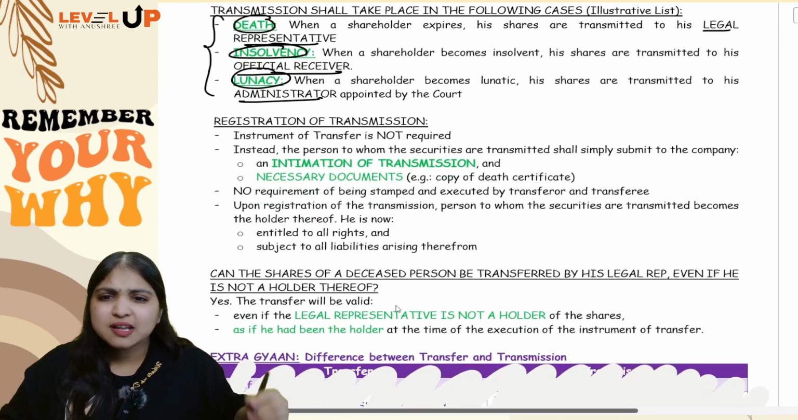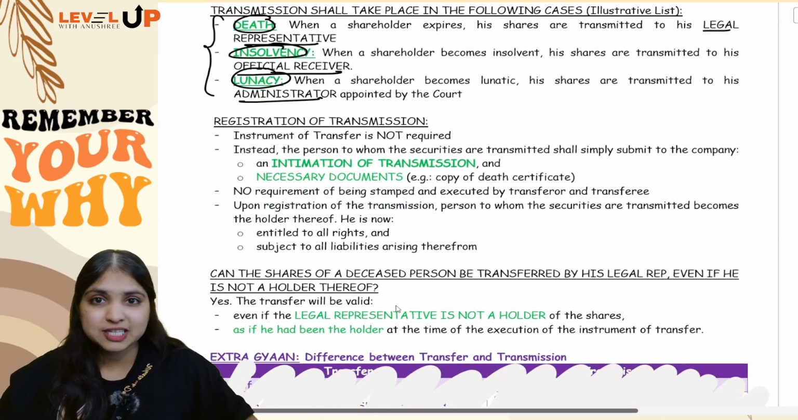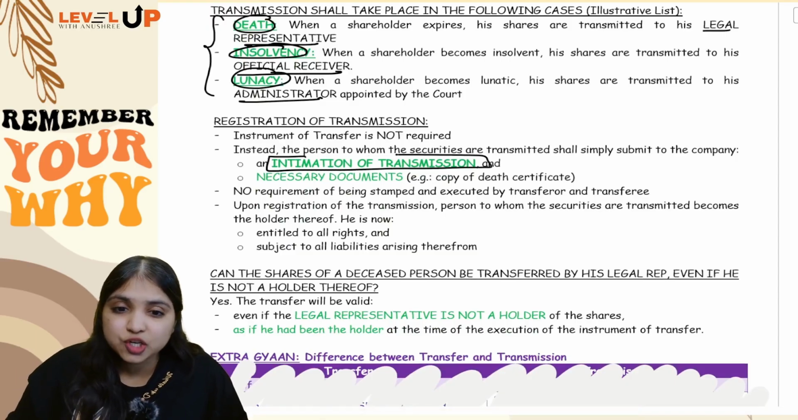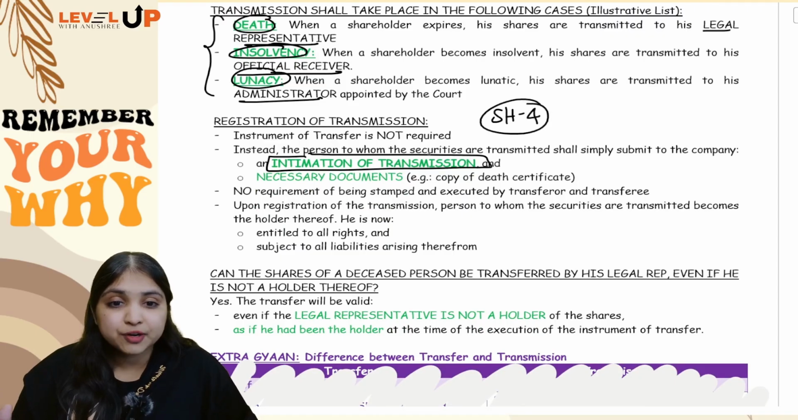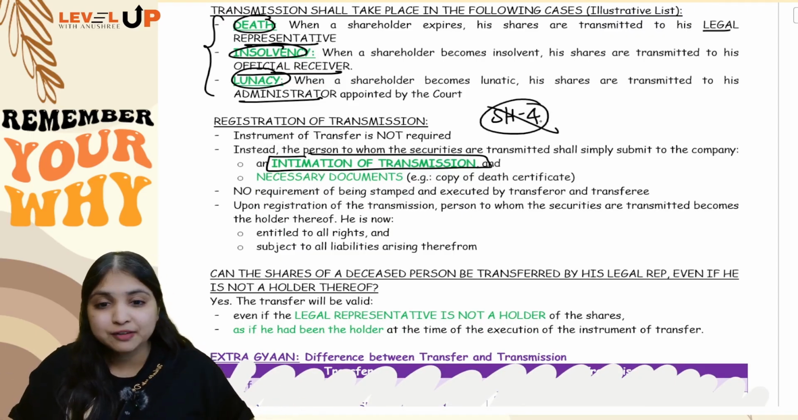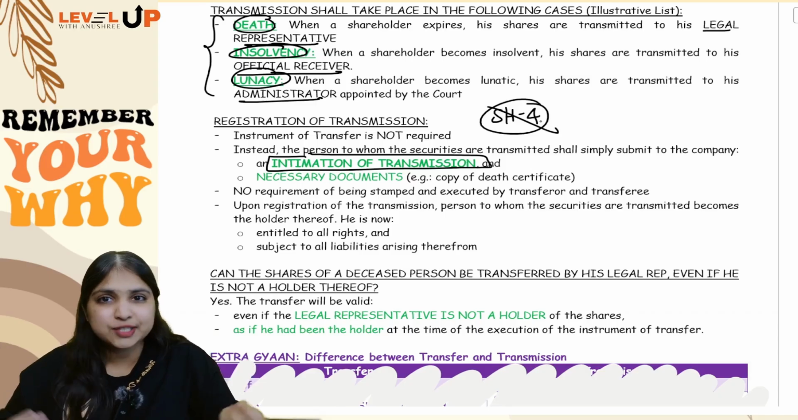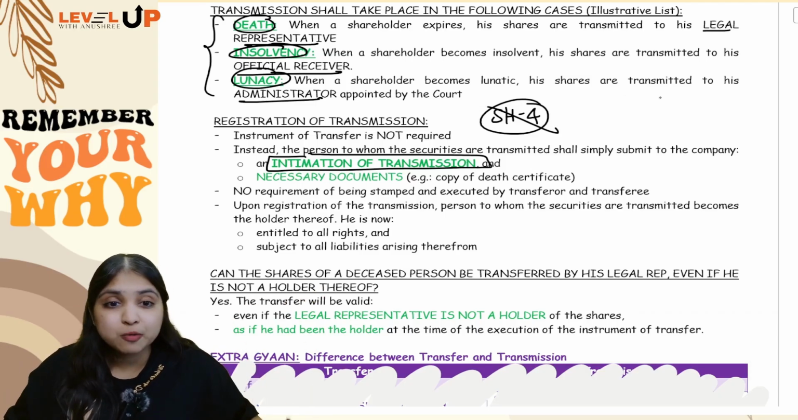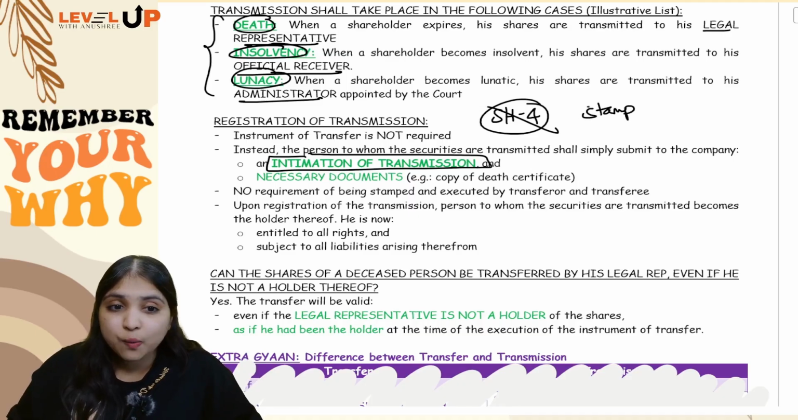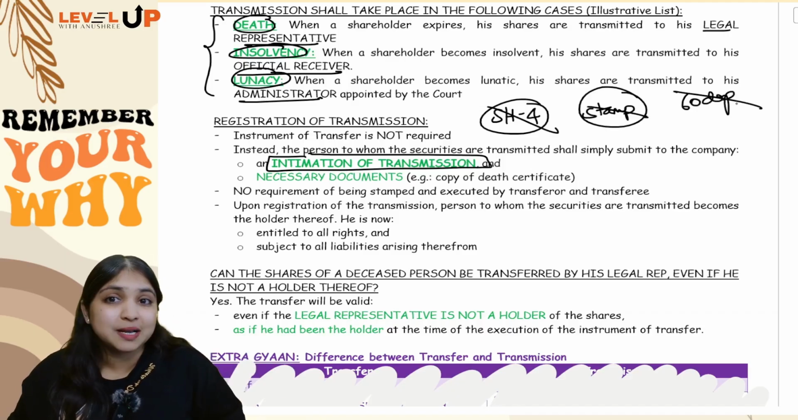But in transmission, there is no concept of instrument of transfer. Instead, we have intimation of transmission. And remember, for instrument of transfer we have a form, but for intimation of transmission we don't have any form. So which means we will simply take one A4 size paper, write about transmission and submit it to the company. There is no form over here, no stamping requirement is there over here, no 60 days criteria. All this is not applicable in transmission.